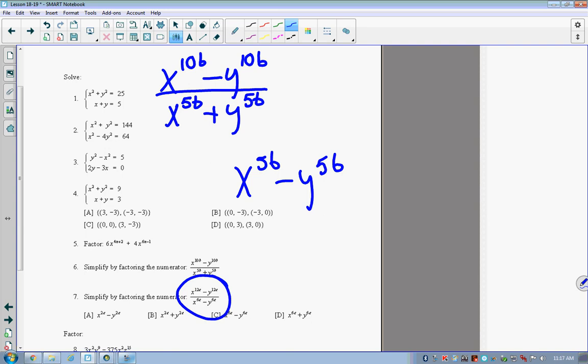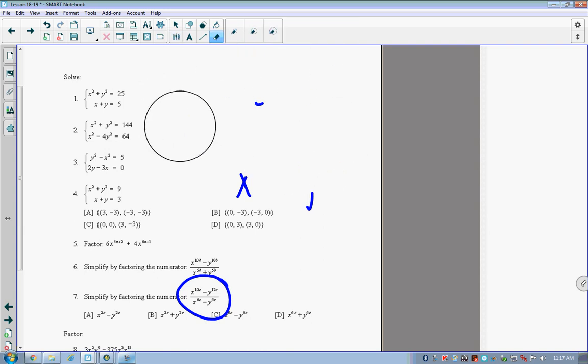Does that trick work for you? I'm trying to get to the point where I can actually focus on 8 and 9 for you, because you're going to see some of 6 and 7, but for the most part, it's the denominator with the opposite sign. Okay? All right, so let's look at 8 and 9.